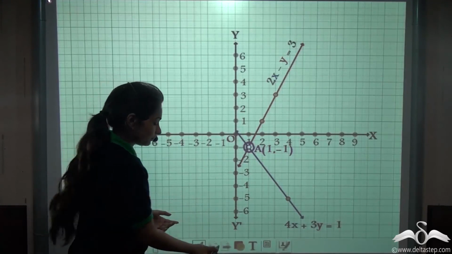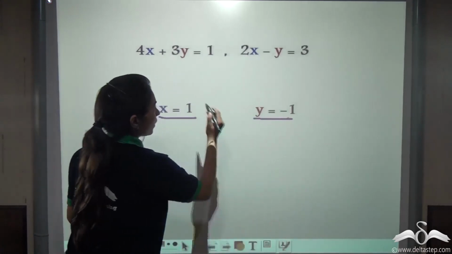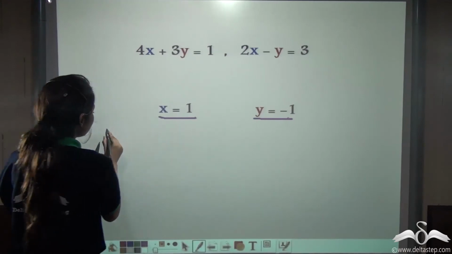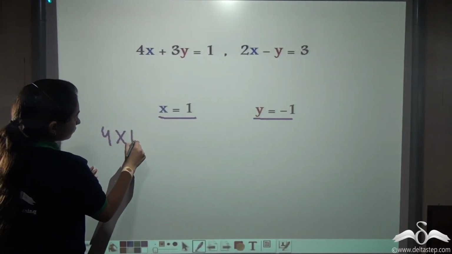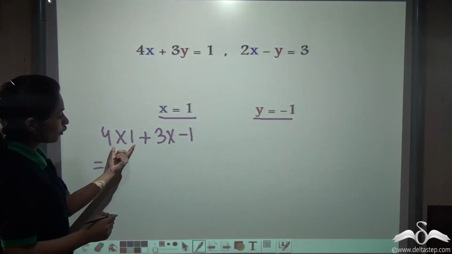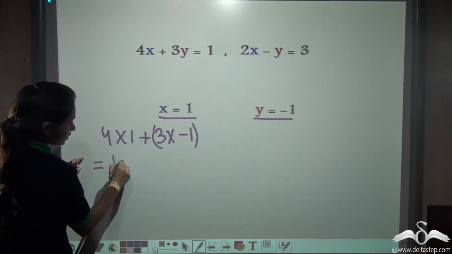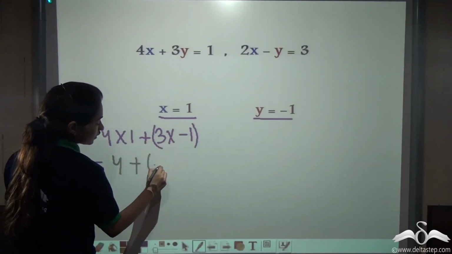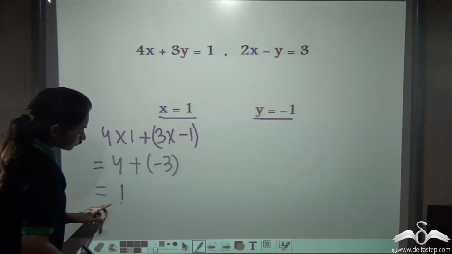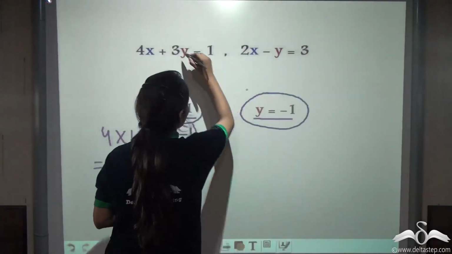Well, let's check. If x is 1 and y is minus 1, we will see whether we get the values for both these equations. Let us check out with the first one. Let's see what we are getting. 4 into 1 plus 3 into minus 1. 4 into 1 gives us 4 plus 3 into minus 1 gives us minus 3. So 4 minus 3 gives us what? 1. This is what we are getting. So this satisfies the first equation.